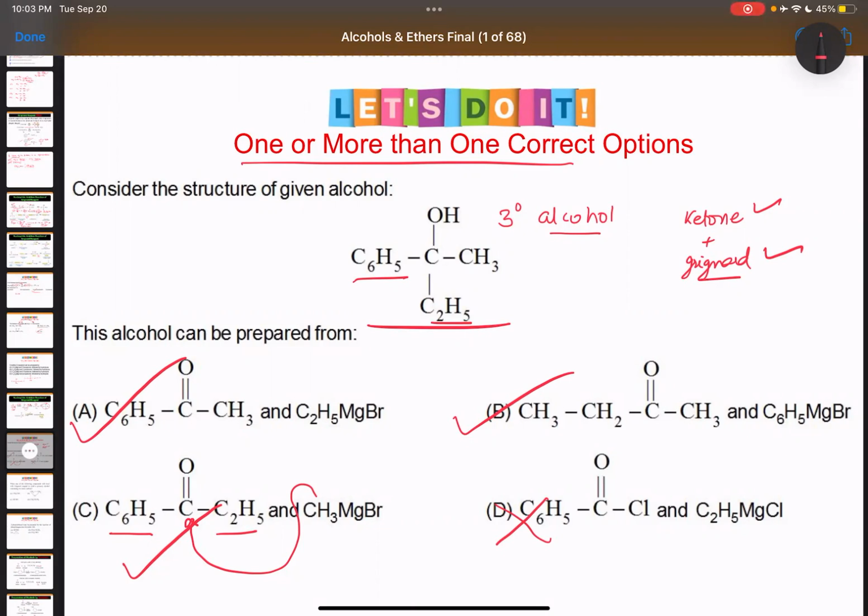Why? Because you are taking one alkyl, one phenyl is there, and ethyl is going to come, and no other alkyl group is given, so only ethyl is going to come and join itself 2 times. So which tertiary alcohol are you going to end up with? Sir, A, B, and C can be answers, only D can't be. Yes, A, B, and C will be the answer. D cannot be the answer.